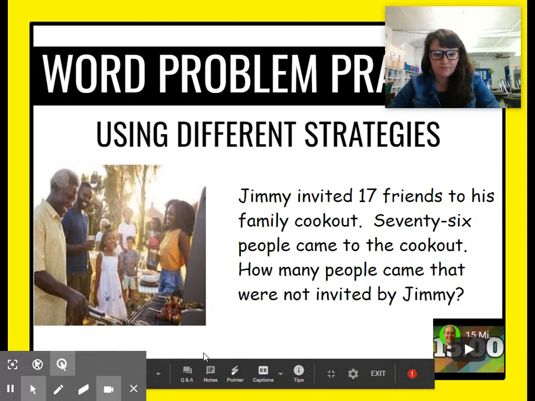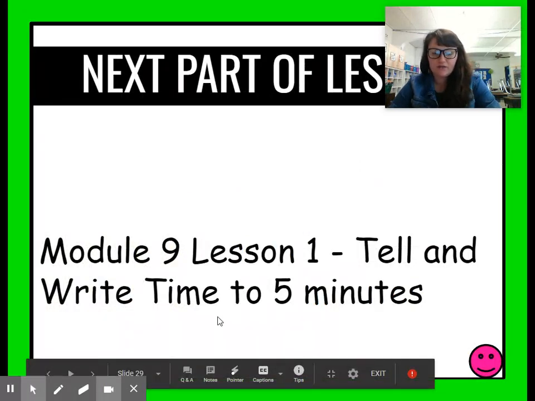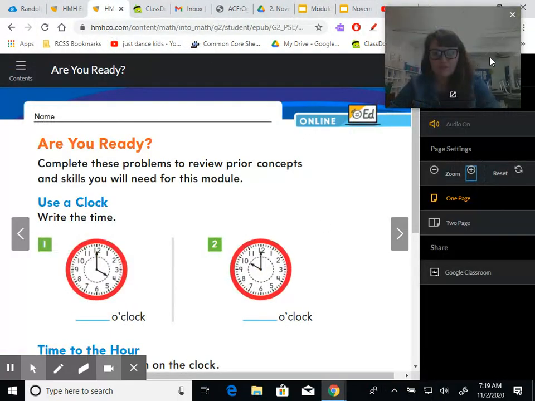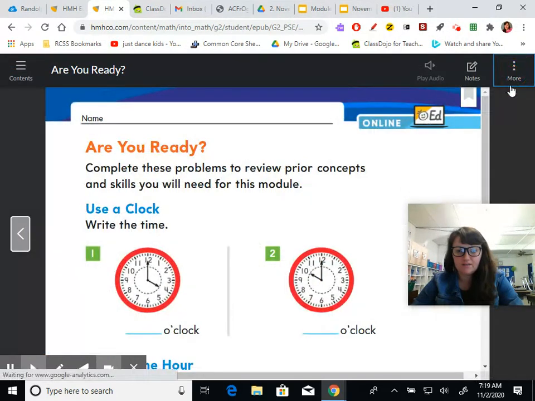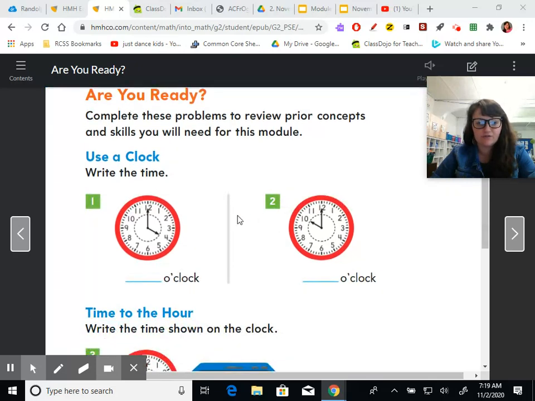All right, so the next part of our lesson is Module 9, Lesson 1, which is tell and write time to the 5 minutes, to the nearest 5 minutes. Now let's look at our page. It says, are you ready? Well, you should be. It says complete these problems to review prior concepts and skills you will need for this module. You're going to use a clock, which is right in front of you, and write the time.